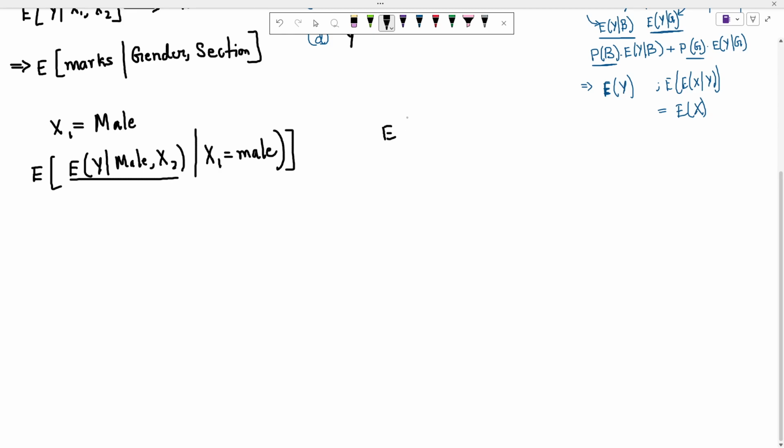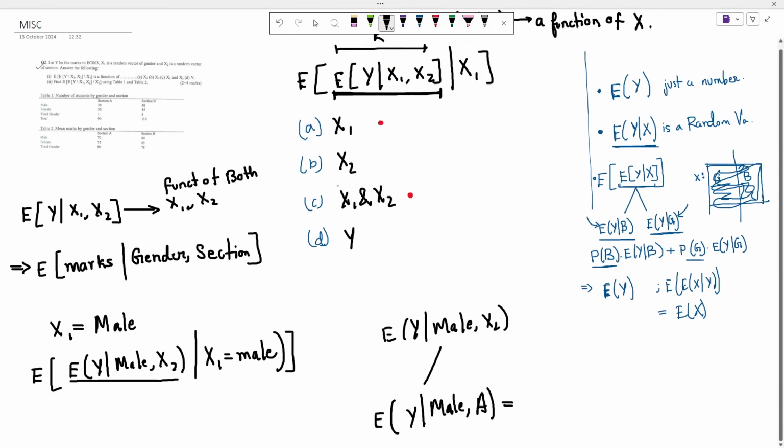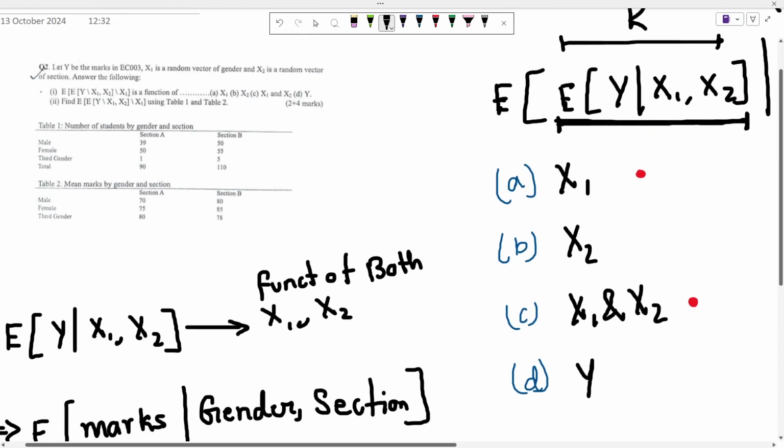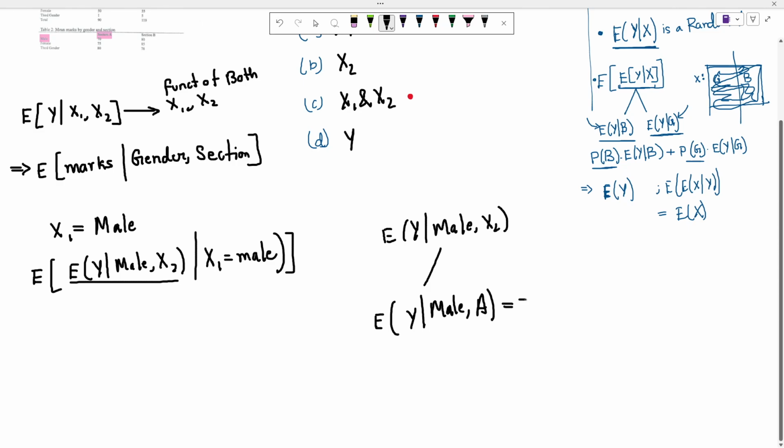So what is expectation of y given male, comma x2? Now this is a function of what? This is again a function of just x2 because I have already fixed my x1 part. So this is basically asking what is the average of marks for males for both sections A and B. So again this can take two possible values: expectation of marks given male and section A, which is basically the average marks of boys in section A. I hope you guys are able to see this is the mean marks by gender and section. So the average marks of male given section A is 70.